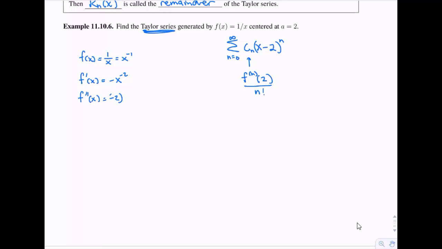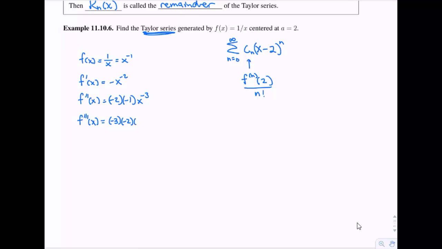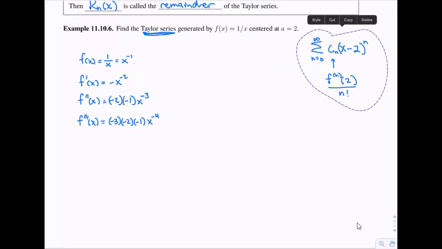Take a second derivative, I'm going to get, well, negative 2 comes down, there was a negative 1 in front, times x to the negative 3rd power. If I take 3 derivatives, we're going to have negative 3 times negative 2 times negative 1 times x to the negative 4. And so my hint to you is to not simplify at all.